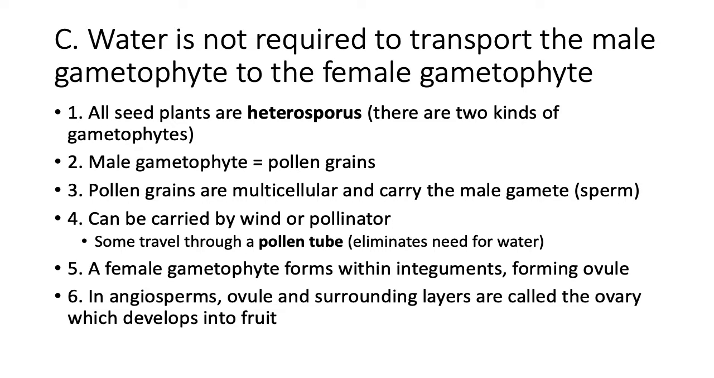So with seed plants, we cut ties with water. We don't need water to transport that male gametophyte to the female gametophyte in order for fertilization to occur. Everything before this required water because the spores or the male sperm had flagella, they were flagellated, so they'd swim to the egg. But here we are cutting ties. And we're going to use other mechanisms for that male gametophyte to join with the female gametophyte. Now in seed plants, all seed plants are heterosporous, which means that there are two kinds of gametophytes. And so the male gametophyte is actually the pollen grain.